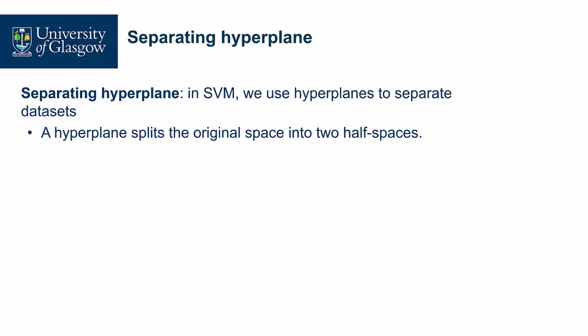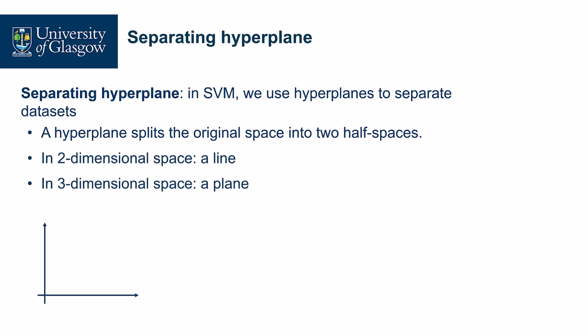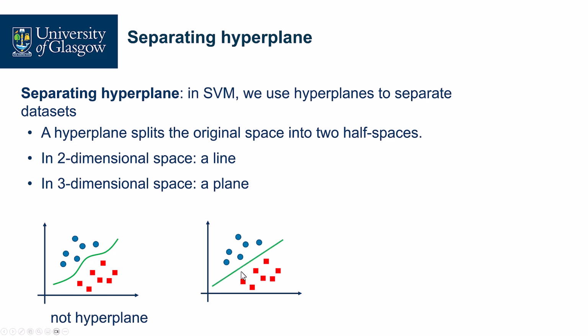So if it's 2D, a hyperplane is a line. If it's 3D, a hyperplane is a plane, right? For higher dimensions we can't imagine it, but let's see some examples of 2 and 3 dimensions. We can see there are two kinds of data. If we use a curve like this, it is not a hyperplane because it is not a line, it's a curve. If we separate it by a line, we say this is a hyperplane in 2D data.